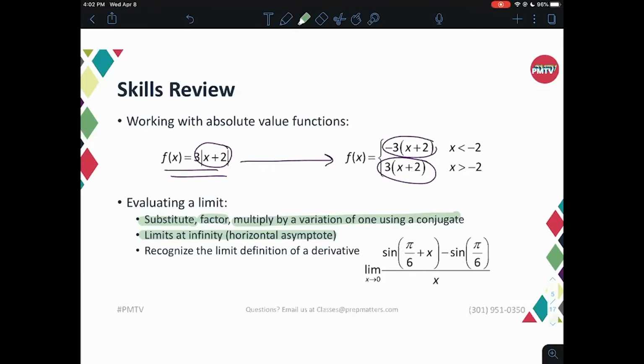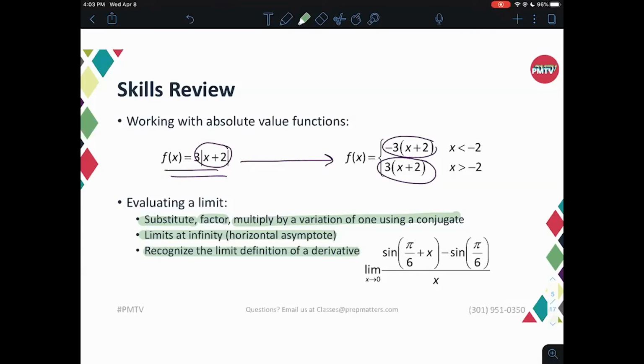We also talked a lot about recognizing the limit definition of a derivative. So this beautiful looking thing that you see here. If we recognize that as a limit definition of the derivative, that play on the limit as h approaches 0 of f of x plus h minus f of x over h, in this case kind of switching the x's and the h's, we can see that this expression is actually asking us for the derivative of the function sine of x evaluated at pi over 6. That's if we see this recognition of the limit definition of a derivative.